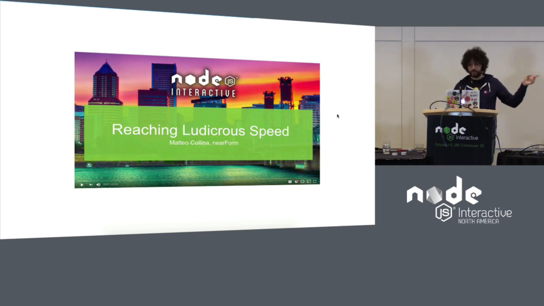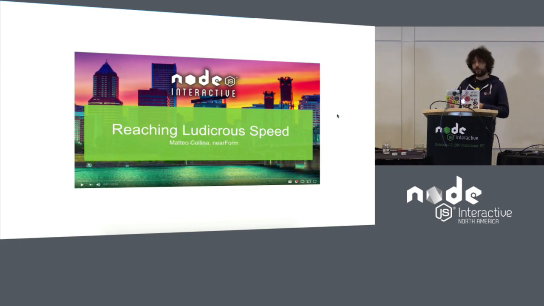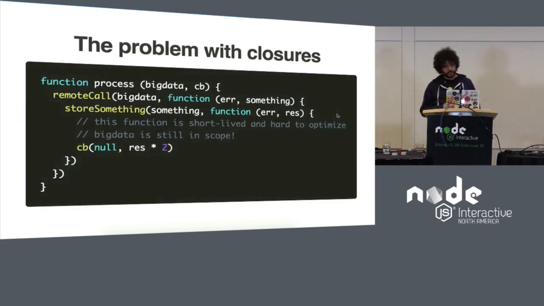Some part of this work is based on the research that I've done for Reaching Ludicrous Speed. It's another talk that I did in Interactive in 2015. More or less, I spoke about the closure problem. And the problem with closure, just to sum it up very quickly, is that when you write a function that wants to process some big data, some chunk of data, and you go with this nice callback hell thing, you have two main issues here. And the first one is big data.